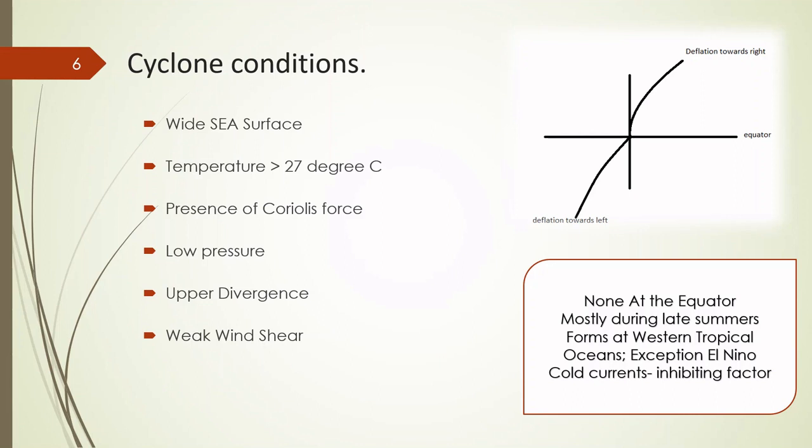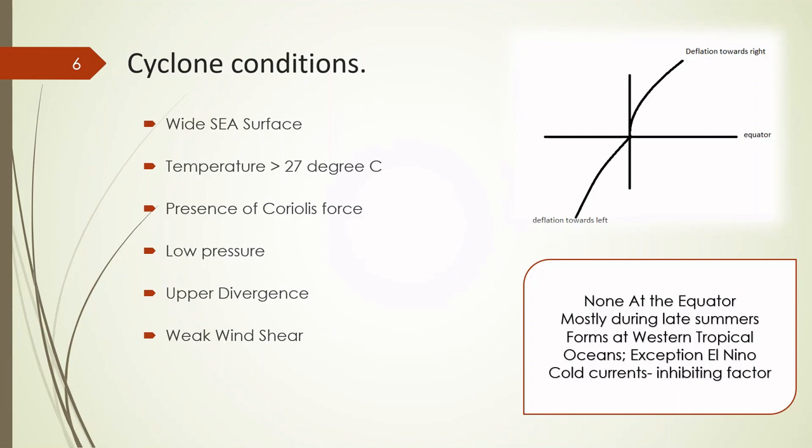The only exception is during the El Nino. I believe you will have a basic understanding of El Nino. If not, I will be covering it in the precipitation video, which I'll be doing later. If there is an El Nino, there is a reversal of the Walker circulation, due to which there is a change in the monsoon pattern and everything. Only during those conditions is there an exception wherein cyclones are formed at the eastern tropical oceans. Otherwise, they will be formed at the western tropical oceans.